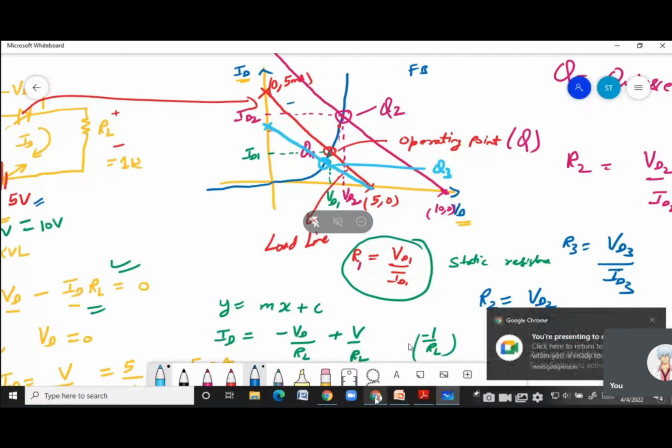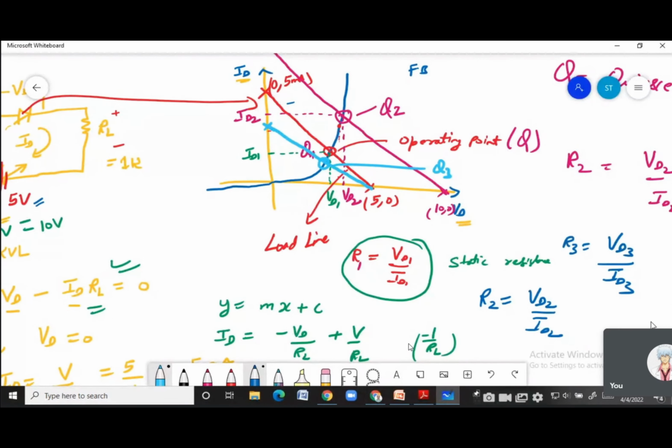So out of R1, R2 and R3, which resistance is going to be the highest? R2, sir, because the slope has changed a lot there, so the value of R2 is higher. You are talking about the operating point Q2, and the point is over here. Yes sir. Okay.